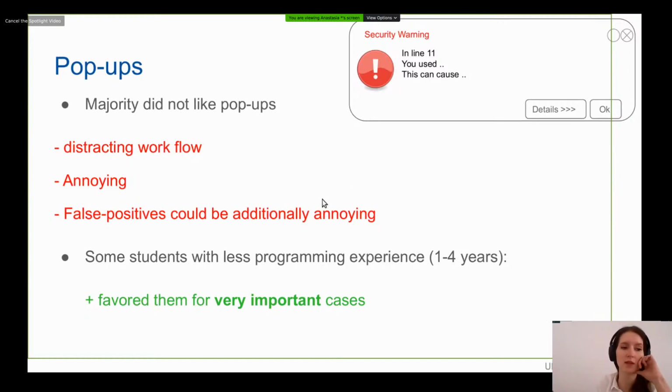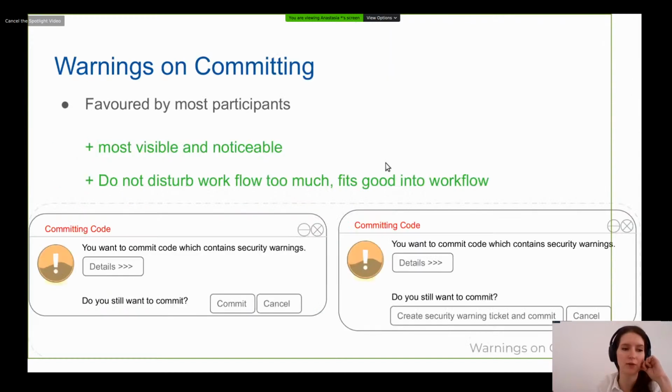Additionally, some experienced participants admitted that pop-ups could be useful in certain situations, such as when a developer initiates an action like committing code. So the vast majority of our participants found warnings on committing to be one of the best because it does not interrupt the coding process. However, it's most visible and noticeable.